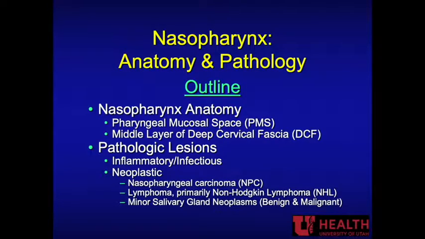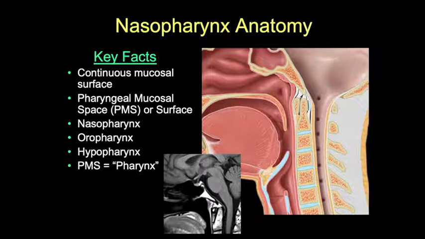So the outline for the lecture today is to talk about the nasopharynx anatomy, looking at the landmarks, as well as the fascia, and then spend the majority of time looking at the various pathologic lesions that occur in the nasopharynx. These include infectious inflammatory lesions as well as neoplastic lesions. We'll spend a fair amount of time talking about nasopharyngeal carcinoma, which is the most common neoplasm of the nasopharynx. So let's start with anatomy.